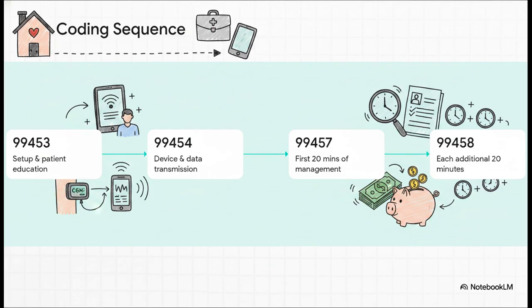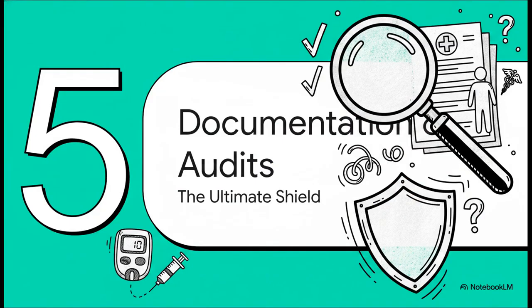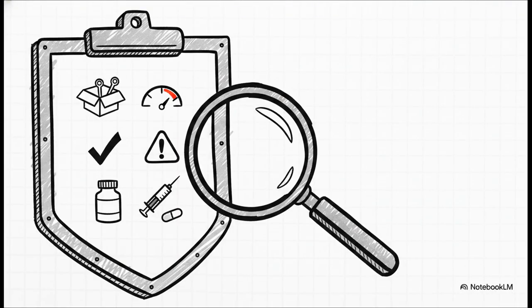No one wants that. And that brings us to our final stop, Section 5, Documentation and Audit Survival. This is your ultimate shield. Consider this your bulletproof survival checklist, because honestly, selecting the right code means absolutely nothing if the underlying documentation can't hold up to an auditor's magnifying glass. If the provider's notes don't clearly state the exact diabetes type, the hyper or hypoglycemia status, and the severity of complications, your claim is highly vulnerable.